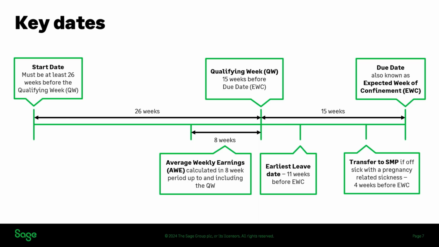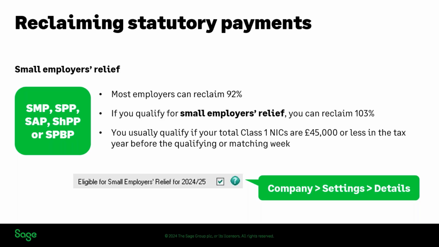So those are your key dates. We just also want to mention in this introduction that it is possible for you to reclaim any statutory parental payment. So most employers would reclaim 92% of any maternity, paternity, adoption, shared parental or parental bereavement pay that has been paid out.